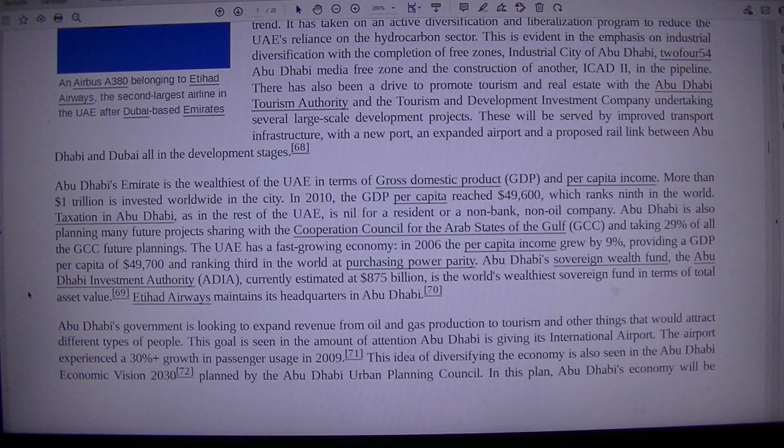Abu Dhabi's government is looking to expand revenue from oil and gas production to tourism and other things that would attract different types of people. This goal is seen in the amount of attention Abu Dhabi is giving its international airport. The airport experienced a 30% growth in passenger usage in 2009. This idea of diversifying the economy is also seen in the Abu Dhabi Economic Vision 2030, planned by the Abu Dhabi Urban Planning Council.